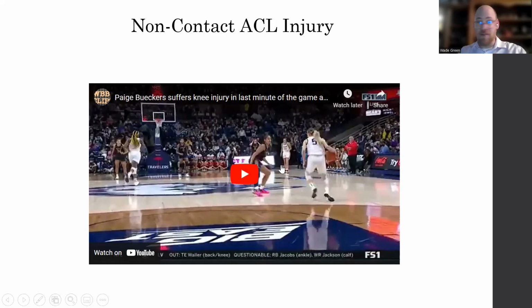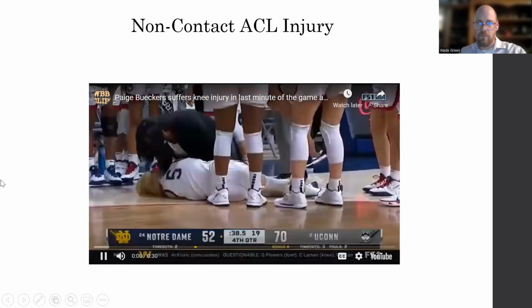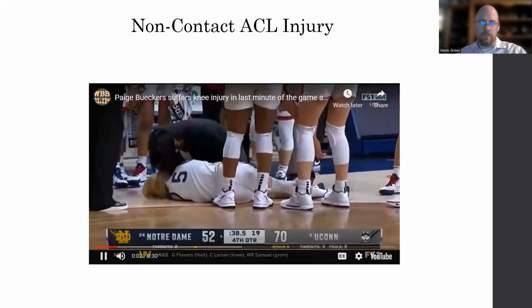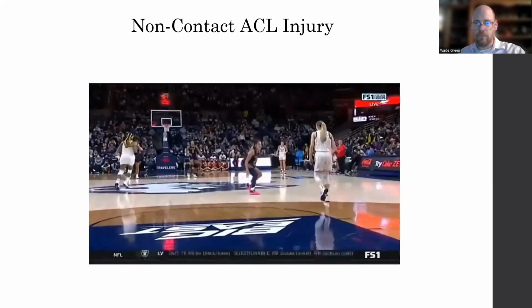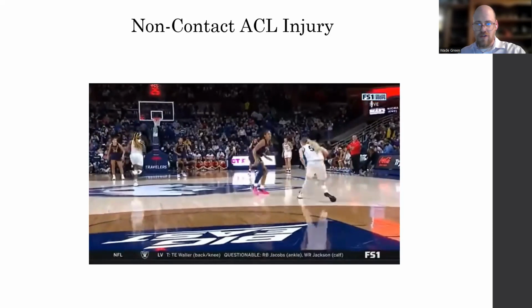This injury is going to take place in the first few seconds. Keep your eyes on number 5 throughout the video, and watch her knees. Here we go. Dribbles, changes directions, boom.